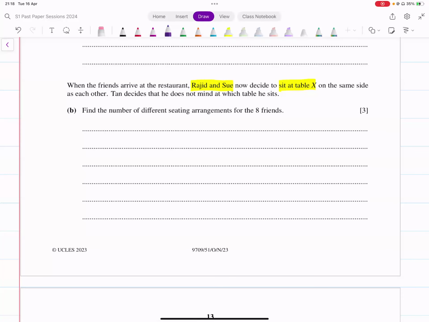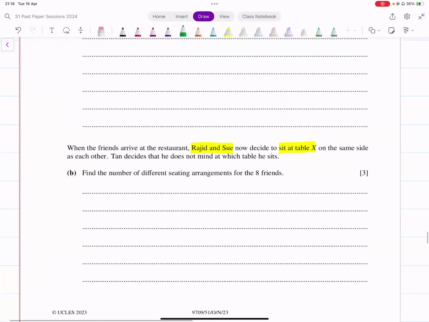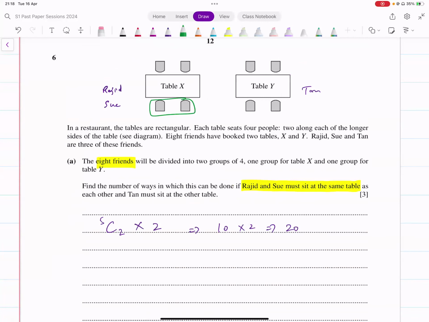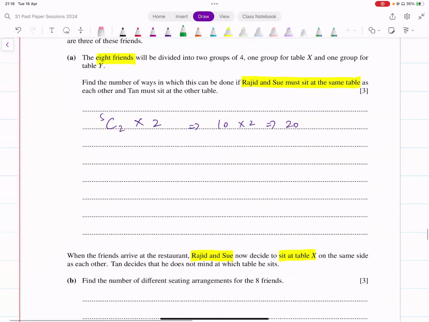On the same side as each other. What does that mean? They could either be here or they could be here. There are 2 possibilities, right? They could either be on one side or the other side.